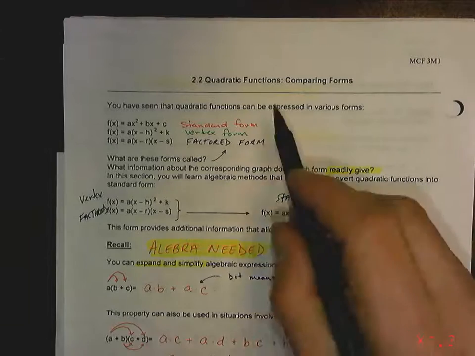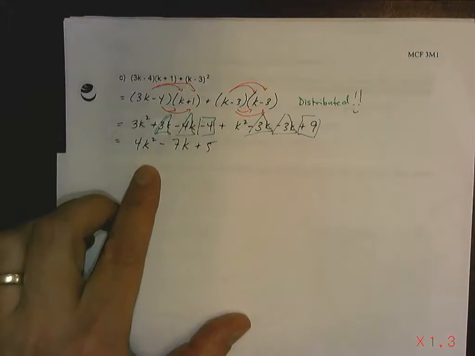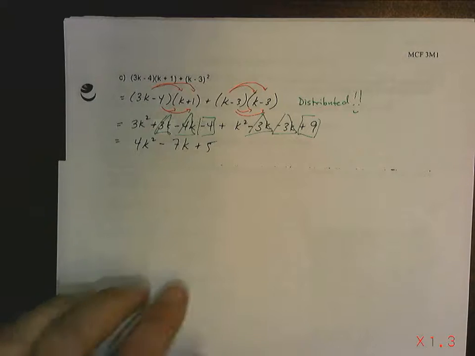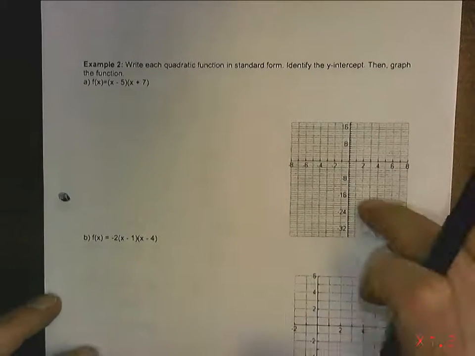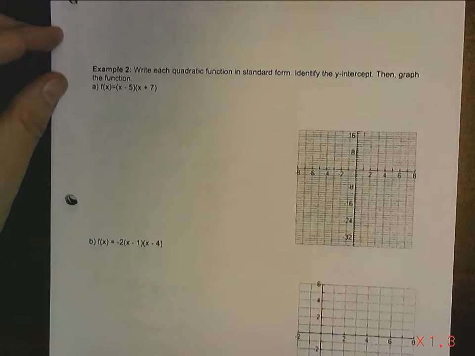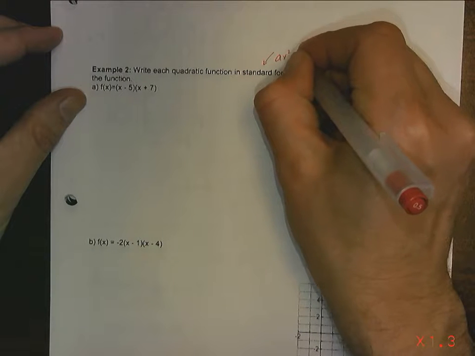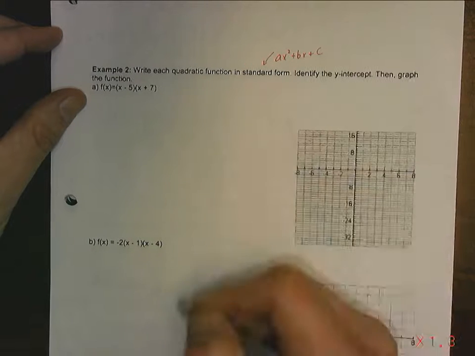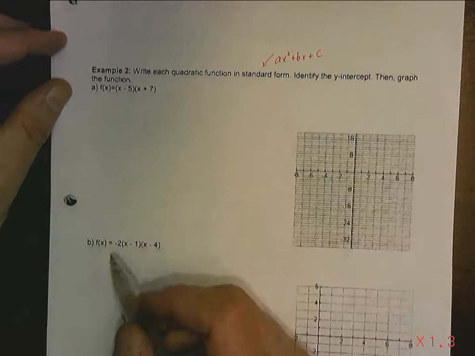All right, so section 2.2, we worked on it all the way up until we came to this page. We had finished that off, and what I want to look at now is example 2. Write each quadratic function in standard form. Let's remember what standard form is. Standard form is ax squared plus bx plus c. Then we're going to identify the y-intercept, and then we're going to graph.